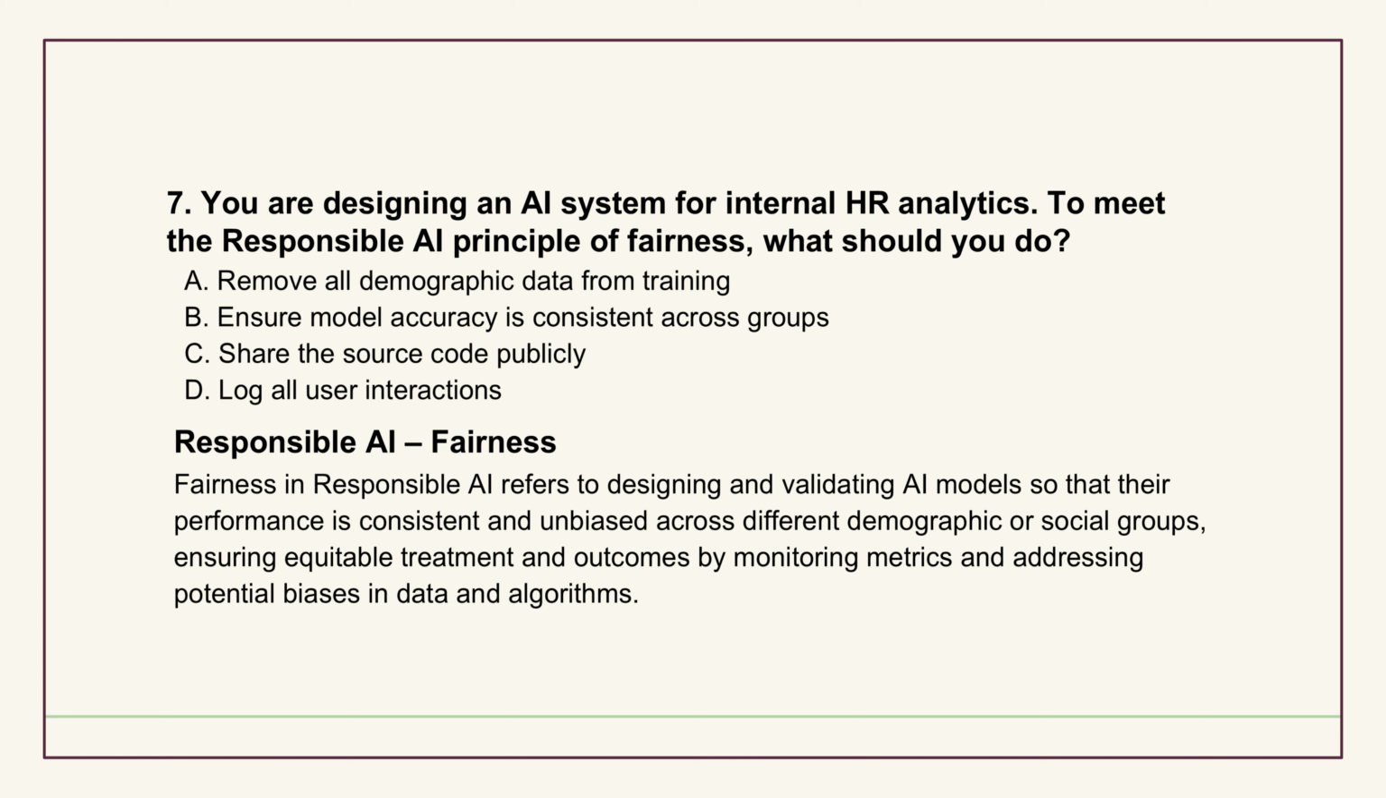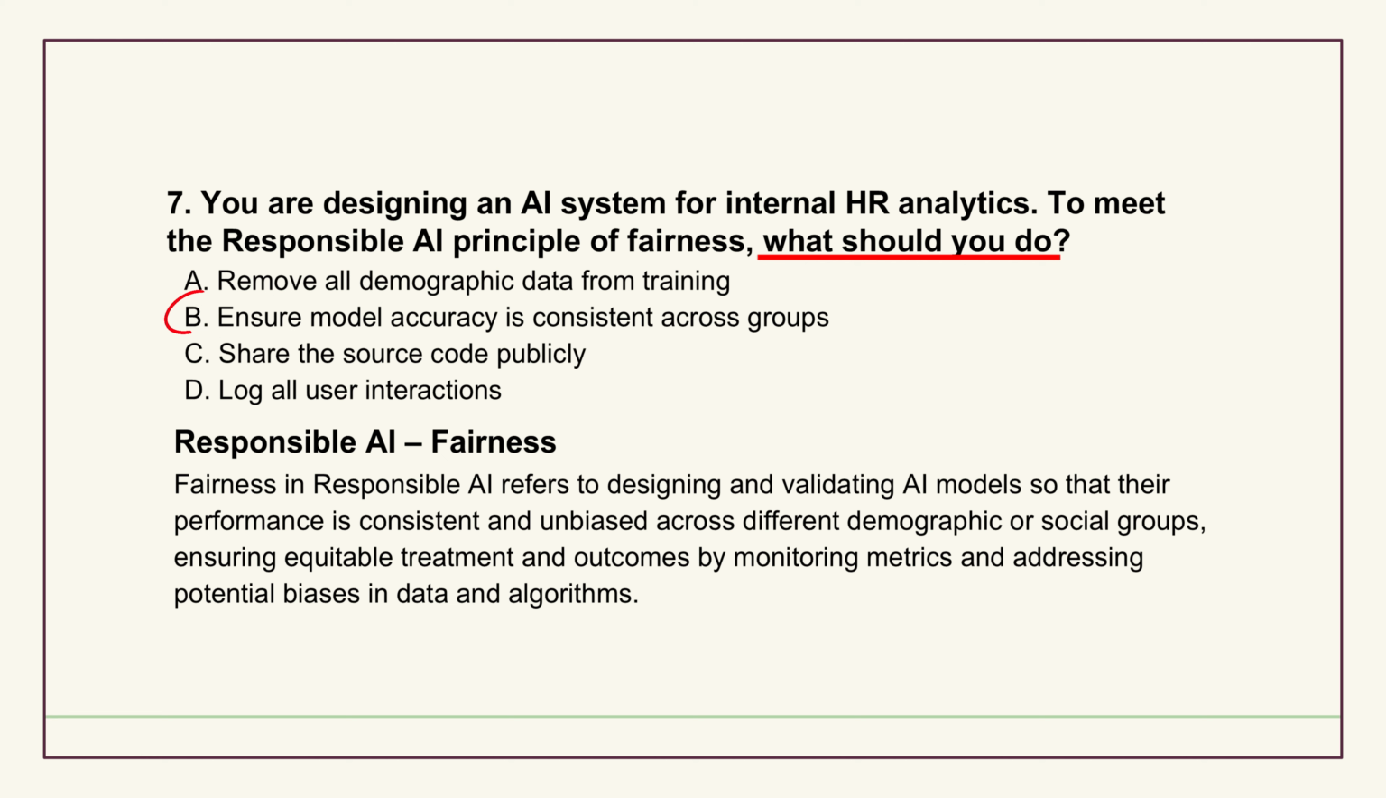Okay, moving on to a really critical modern AI topic, responsible AI. Scenario 7, question 7. Yes, important stuff. This involves designing an AI system for internal HR analytics and needing to meet the responsible AI principle of fairness. What's a key action you should take? The correct answer given is ensure model accuracy is consistent across groups. And here's where it gets really, really important for real-world impact. Fairness in AI, as it's defined in many responsible AI frameworks, essentially means that your model should perform equitably across different demographic or sensitive groups. Could be gender, age, race, things like that.